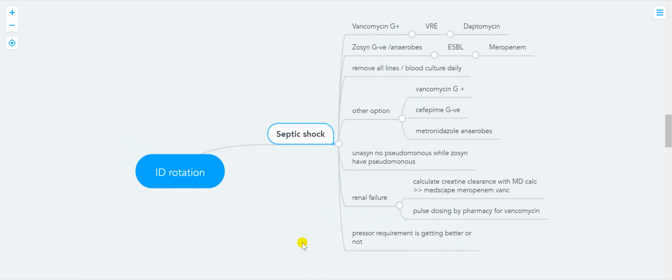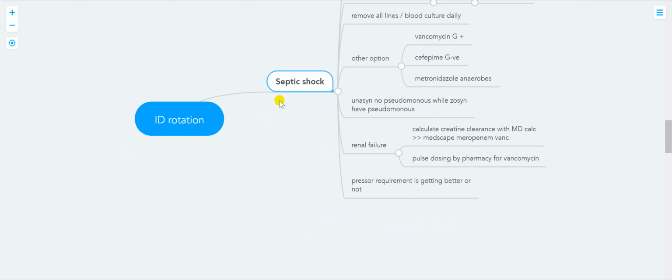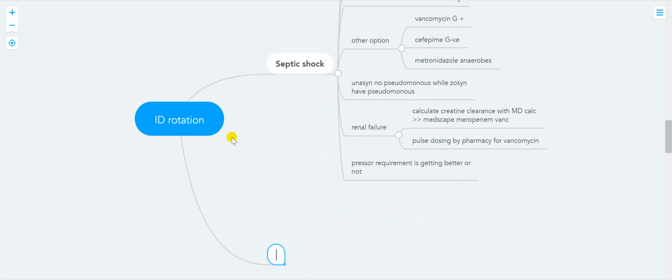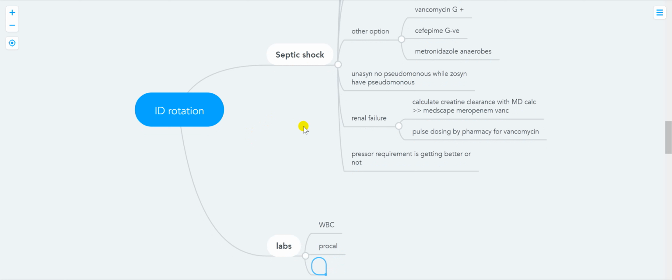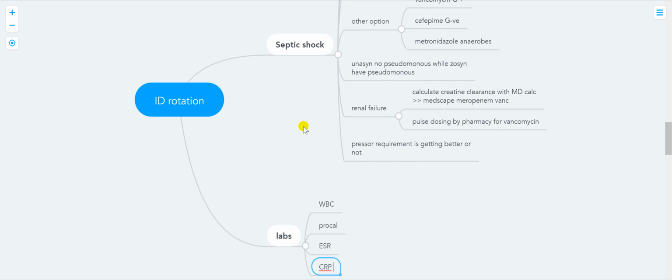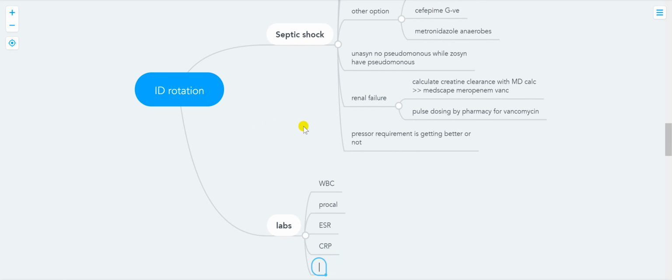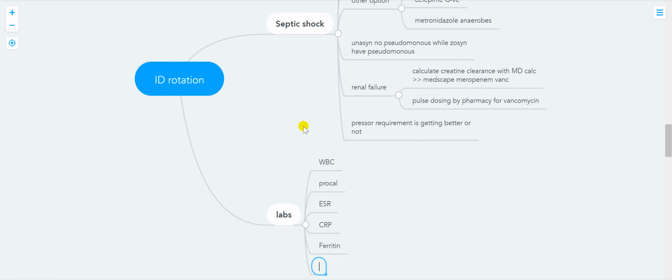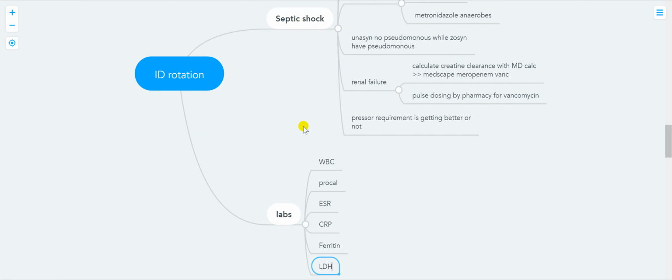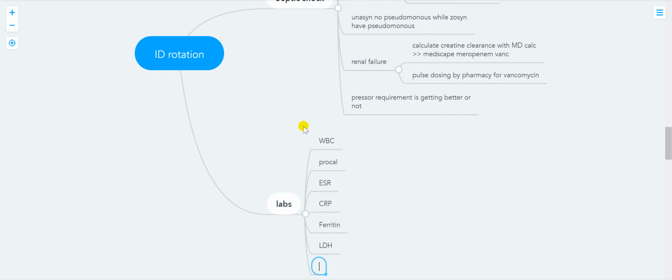And you monitor the infectious labs in general. The ones that you gotta look for, very important: white blood cell count, procalcitonin. You want to look at ESR, you look at the C-reactive protein, you look at the ferritin, you want to look at lactate dehydrogenase, and look at blood culture actually.